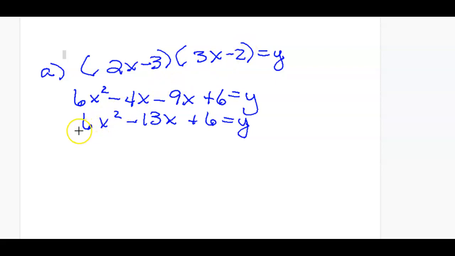What I'm looking for is a, b, and c. So a is the number or coefficient on x squared. b is the number or coefficient attached to x. And c stands for constant, so it's the number that's hanging out there. So this is a, this is b, and this is c.